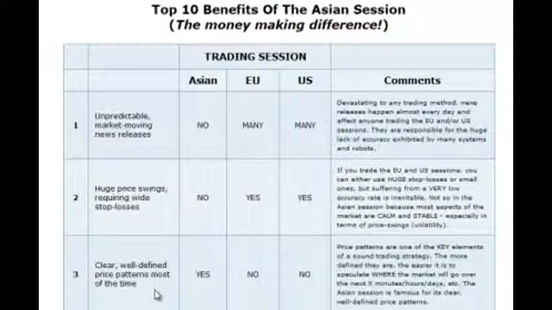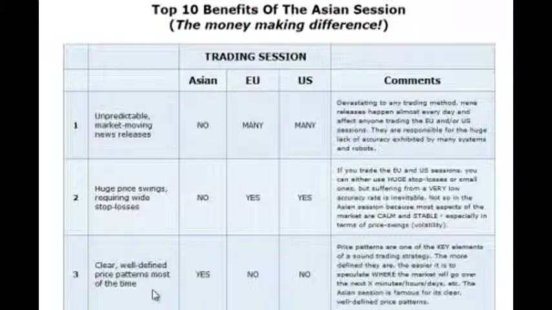We've got clear, well-defined price patterns most of the time. That's a big yes. The Asian session moves in a very clear and defined price pattern pretty much all the time. It'll always range, sometimes sideways, sometimes with a certain degree up or down, but it's always going to range. And you already saw on our PipJet strategy outline, the robot looks at how the US session behaved in order to judge what type of ranging market you're going to have with the Asian market.